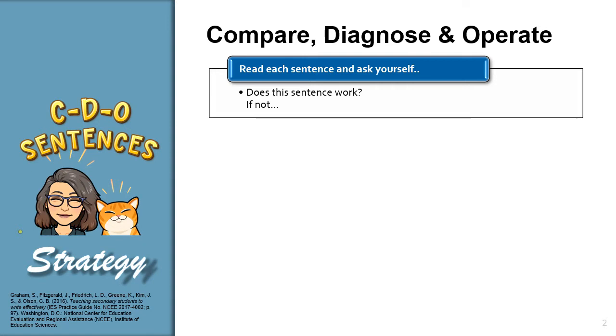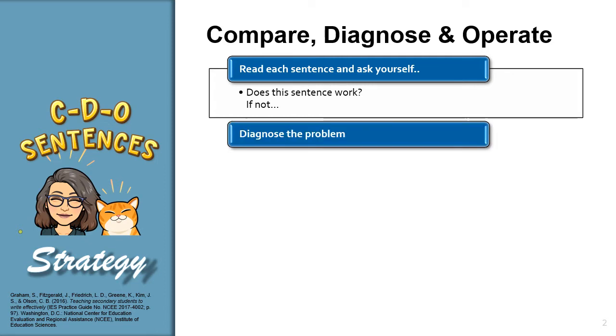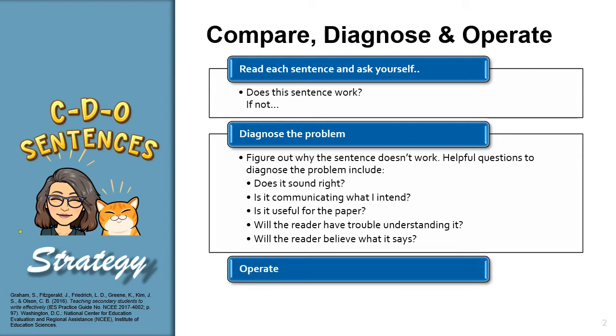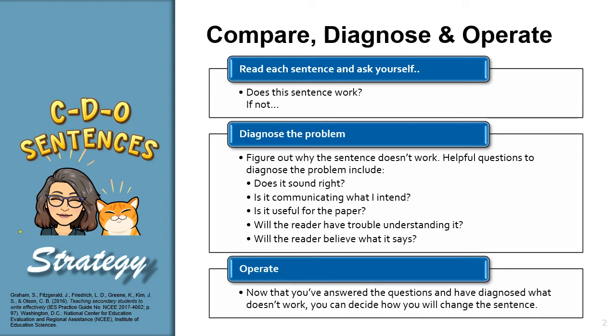If you don't think it works as well as it can, ask yourself, when you diagnose the problem, does this sound right? Is the sentence communicating what I intended it to communicate? Is the sentence useful for the paper? Will the reader have trouble understanding it? Will the reader believe what it says? These questions will help you figure out what doesn't work with that sentence. Once you've figured out what the problem is, now you can go to operate. You figure out the steps that you need to take in order to revise that sentence to fix the problem.